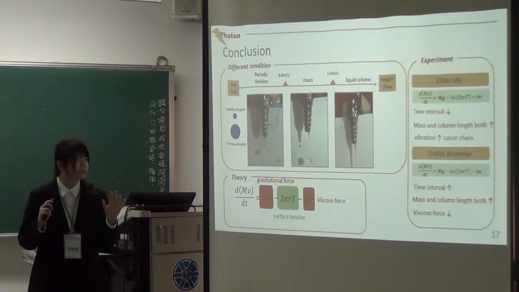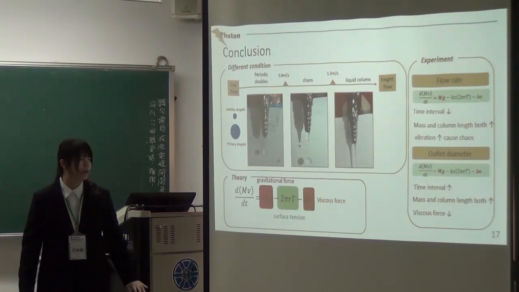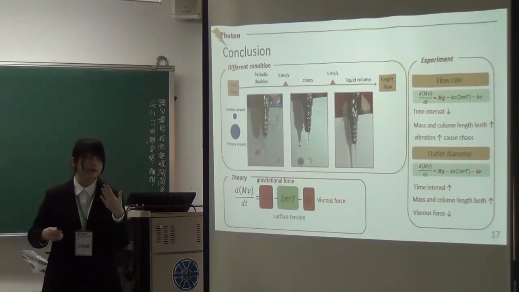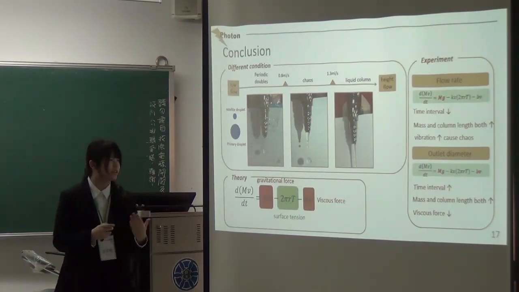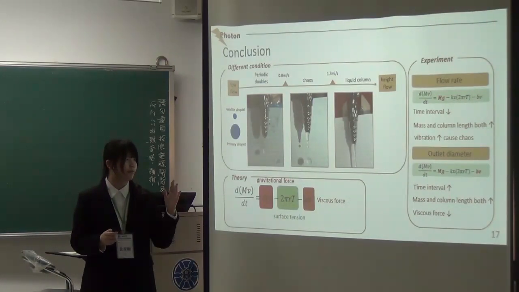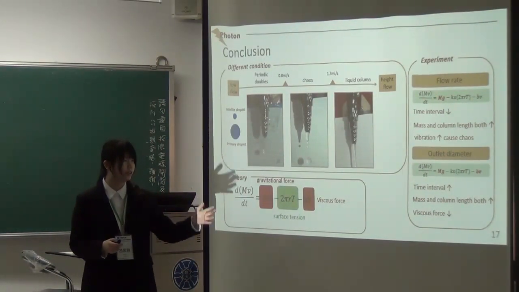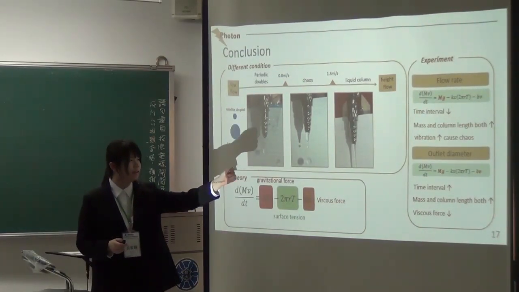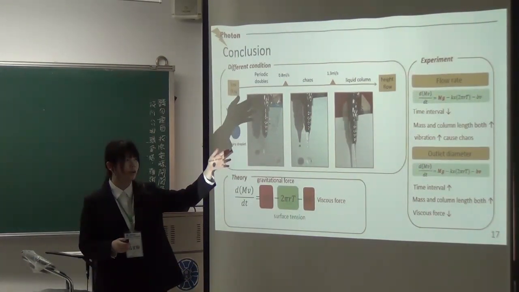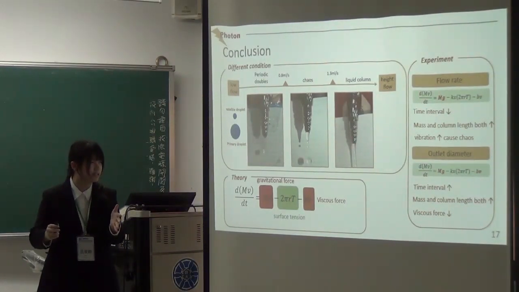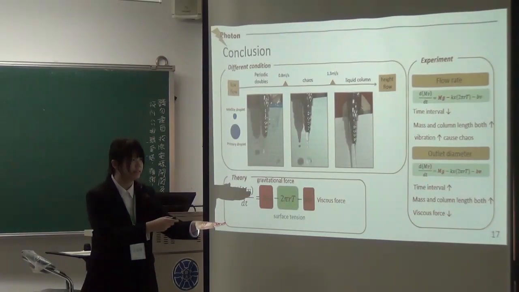When we change the water flow rate, when the water flow rate increases, because the water accumulates more over time, the time interval will decrease. And when the time interval decreases, the mass and liquid column will increase. So the mass increases, and by this formula, when the mass increases, the vibration will increase. And also the time interval decreases, so the vibration effect will increase. So it can cause the chaotic condition.